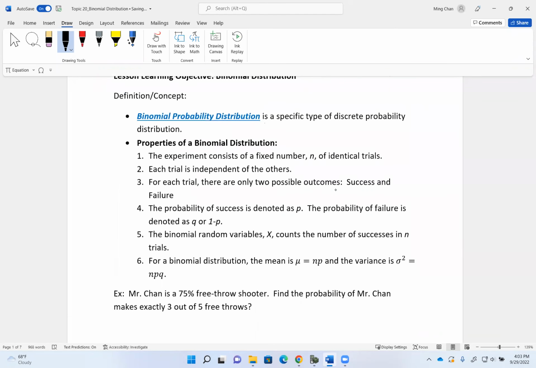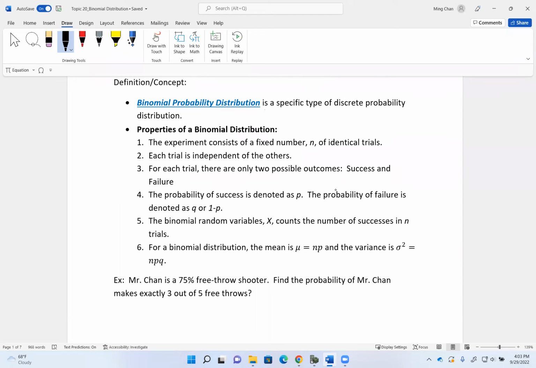So, properties of a binomial distribution. For this type of distribution, the experiment consists of a fixed number, lowercase n, of identical trials. Each trial is independent of the others. For each trial, there are only two possible outcomes. That's what's so unique about this: success and failure. It is a discrete probability distribution because we can count the number of successes and the number of failures. There's no in between.